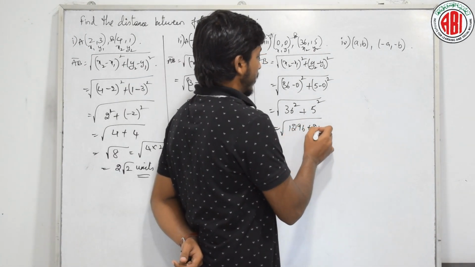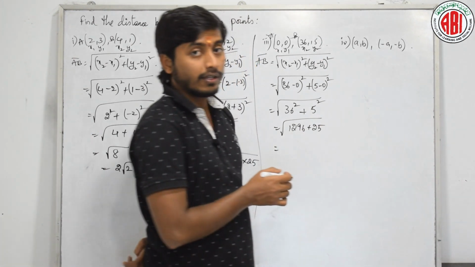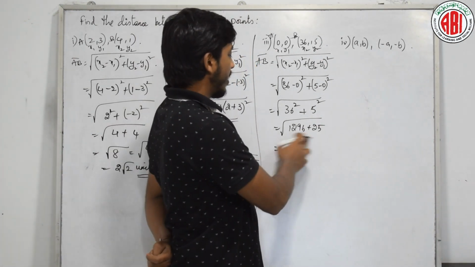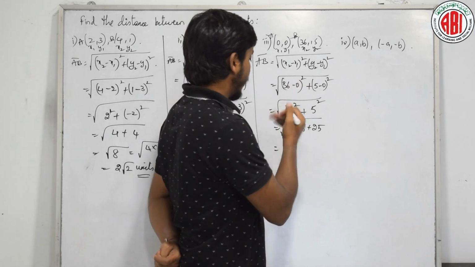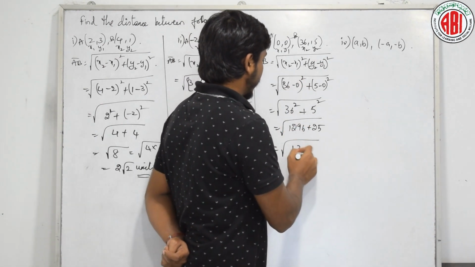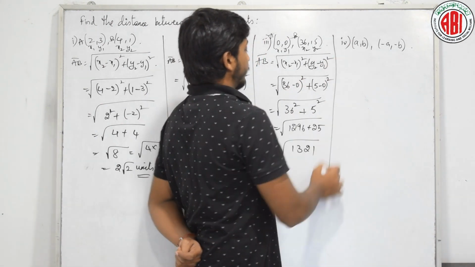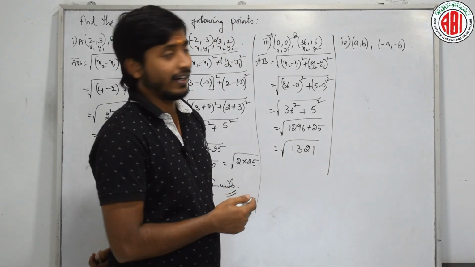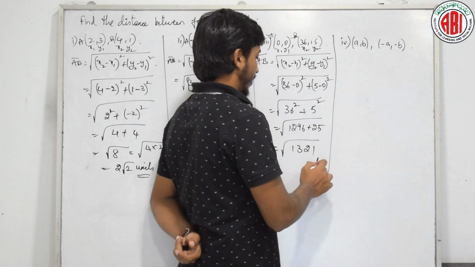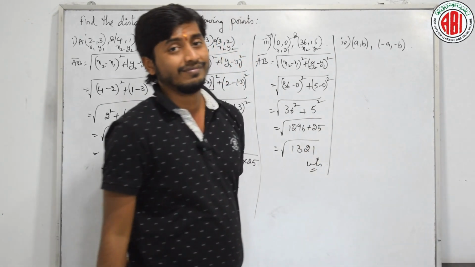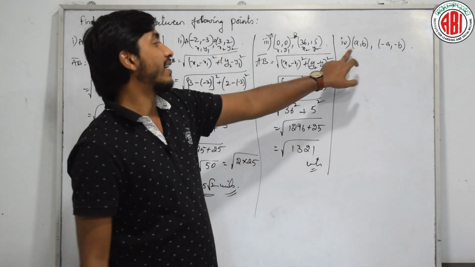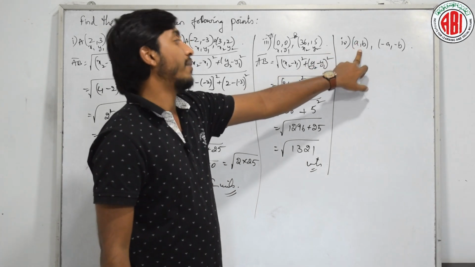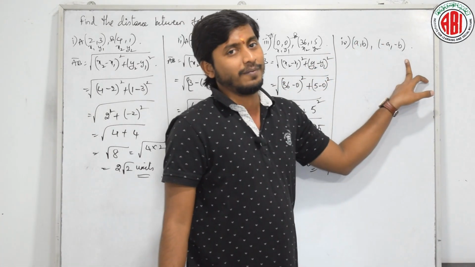1296 plus 25. If we add, it will be 1300 plus 25, so 1321. Is it okay? If you want to factorize it, you can factorize and write the simplified version. In the next sum, let us see. This is a comma b and this is minus a comma minus b.